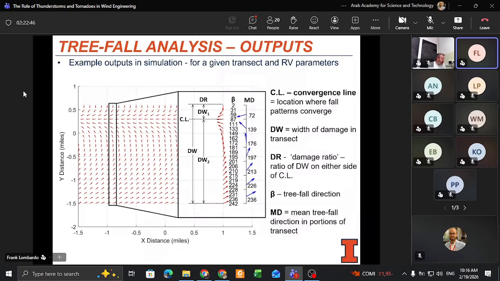A lot of tree fall patterns have what we're calling a convergence line here. Basically the convergence line is where the fall direction is either 180 degrees opposite of the translation or in the same direction as translation. So you can see here, these vectors sort of converge, or you can compare some average direction along the transect. So if this was an output that the model produced, you can go back and compare it to your observations.